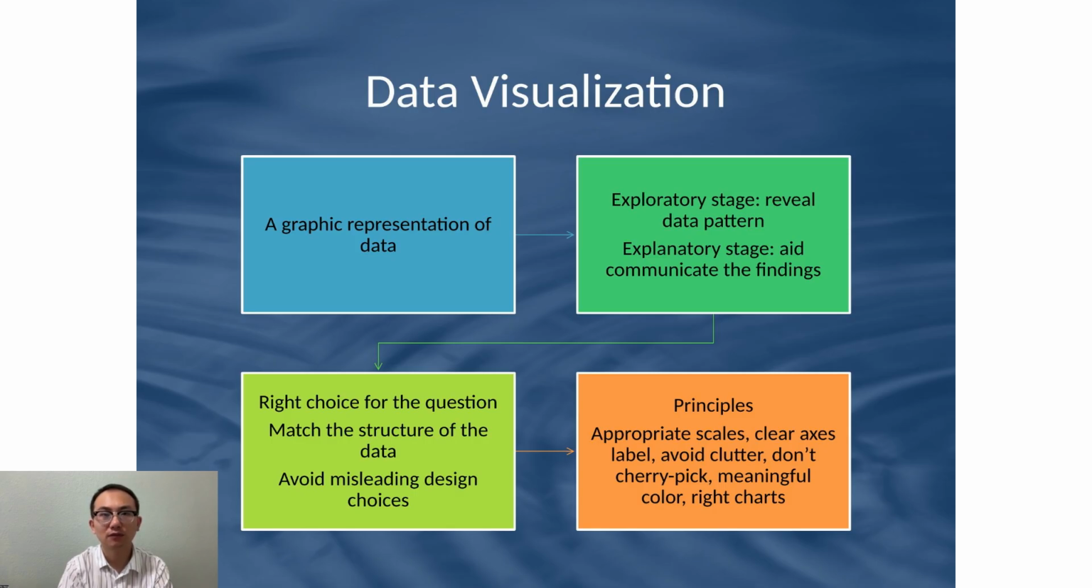Avoid clutter. For example, too many colors, 3D effects, or overlapping elements can distract audiences. Don't cherry pick, that is, show the whole time range or all categories. Use color meaningfully and appropriately. For example, to highlight trends or categories, not just decoration, and try to use a colorblind friendly color scheme. And choose the right chart for the message, that is, every type of chart is good for a specific purpose.